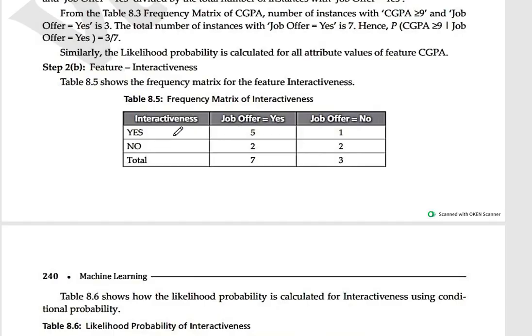Then the yes instances that has job offer is equals to yes is 5, and the yes class of the interactiveness has job offer equals to no is one instance.